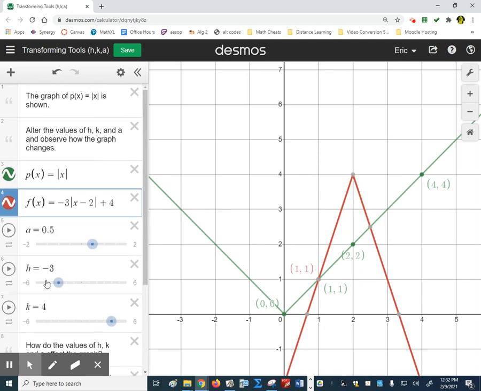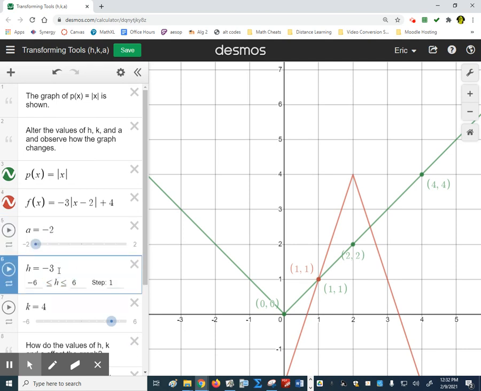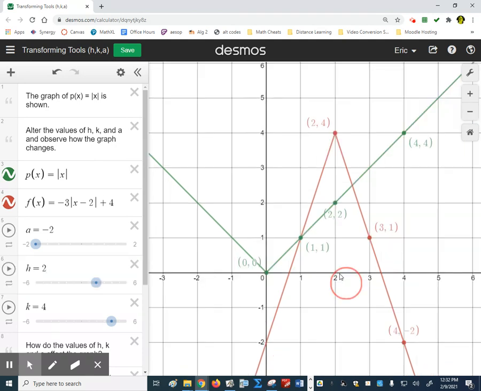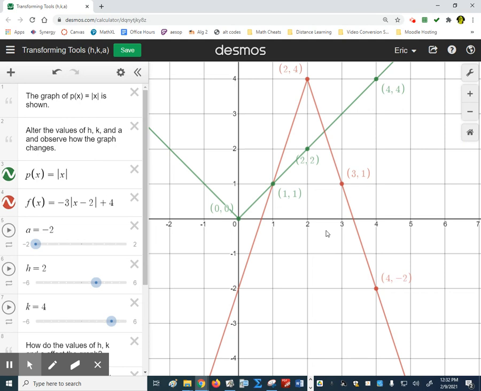Okay, let's see. So this is going to give me, that's a -3. That's a 2, and that's a 4. So there we go, right? Let's look at those points and see if it did the stuff it was supposed to do. Okay, so it looks like, yeah, we went right. The vertex went right 2 and up 4. Check, check. Now, what about the heights?